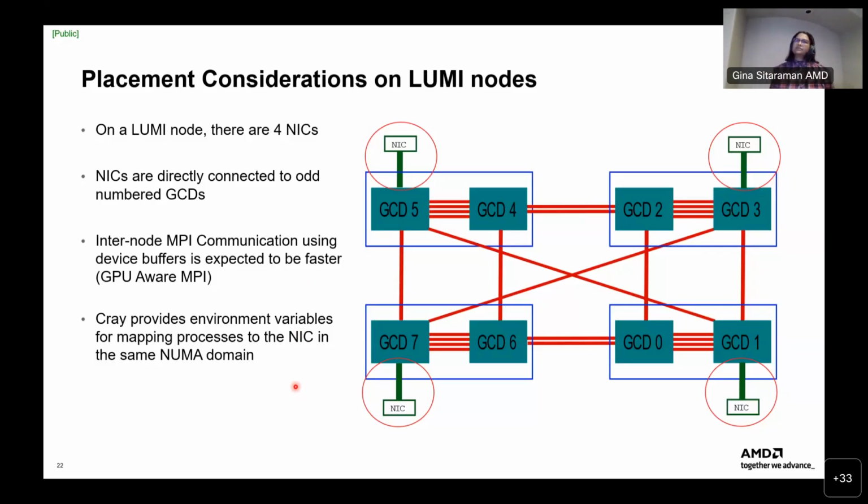We also see that each NIC belongs to a different NUMA domain. So if you're running processes on a particular NUMA domain using GCDs from that NUMA domain, then you may also want to use the network interface card that belongs to the same NUMA domain. I believe HPE provides environment variables in the Cray environment that we can set up. I do not have those details, but I can find out for you. Once set, this variable can automatically route your traffic through the correct NIC, the NIC that belongs to the same NUMA domain.